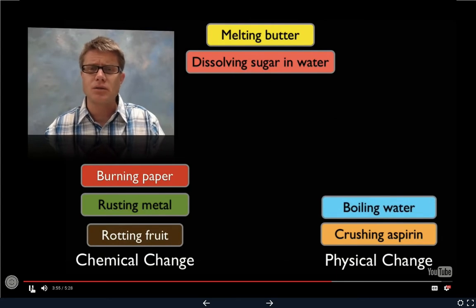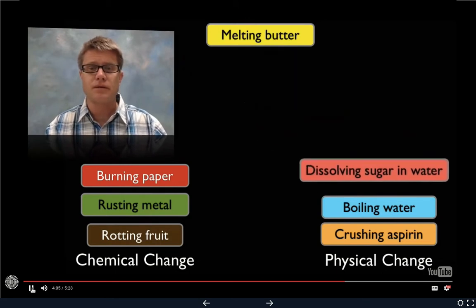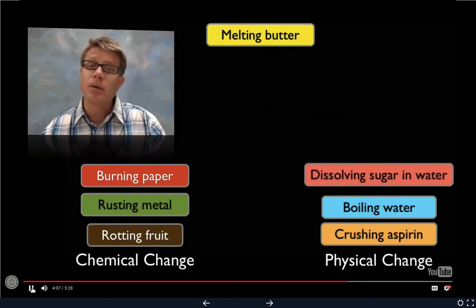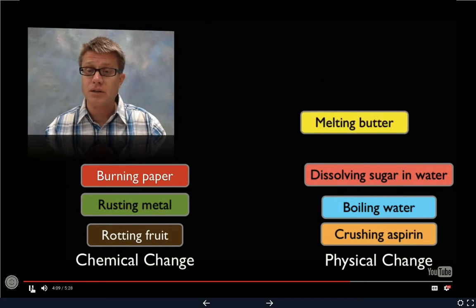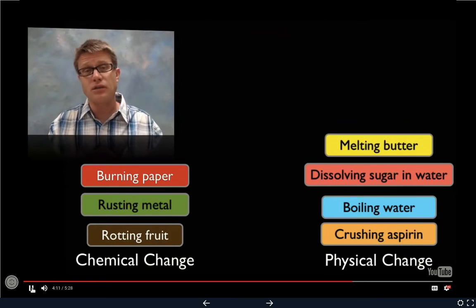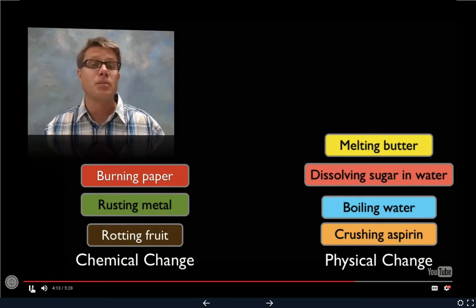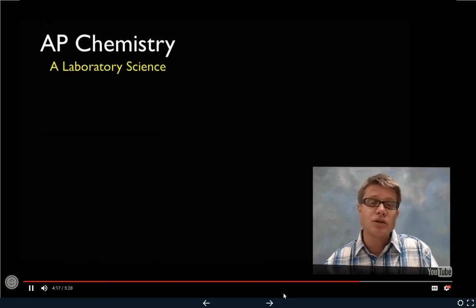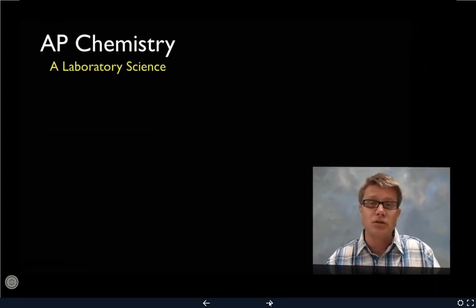This is a hard one. What about dissolving sugar in water? Well, when we dissolve the sugar in the water, it's still sugar inside the water. It's simply separated all those sugar molecules, and so we call that a physical change. What about melting butter? That would also be a physical change. It's still butter, we're just changing the form. It's now in a liquid. If we were to burn it, it's combining with oxygen, so we'd call it a chemical change. And so what are some chemical changes that you should get used to?